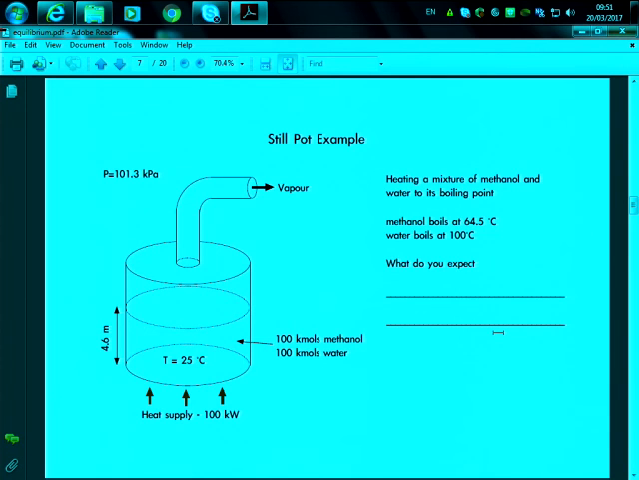So let's have a look at this example where we have a mixture of methanol and water, which is heated to its boiling point. Methanol boils at 64.5 degrees Celsius and water boils at 100 degrees Celsius. So you say, okay, I'll start to heat it at 100 kilowatts, and the initial temperature is 25 degrees Celsius. What do you expect to happen? The first thing you expect is the temperature to increase, right? So once you have reached the boiling point, what will happen?